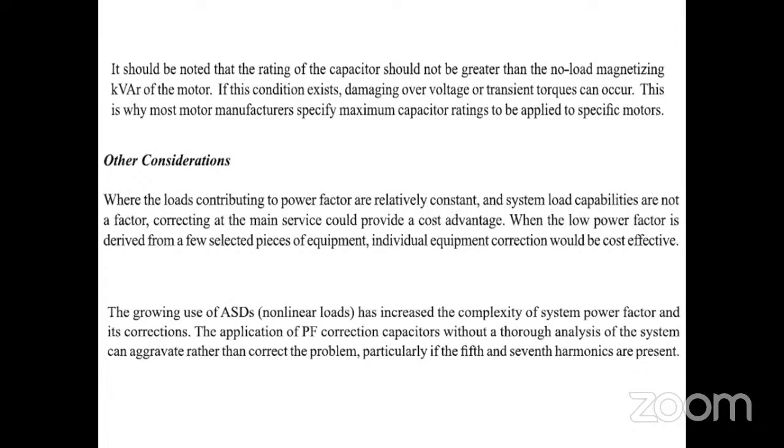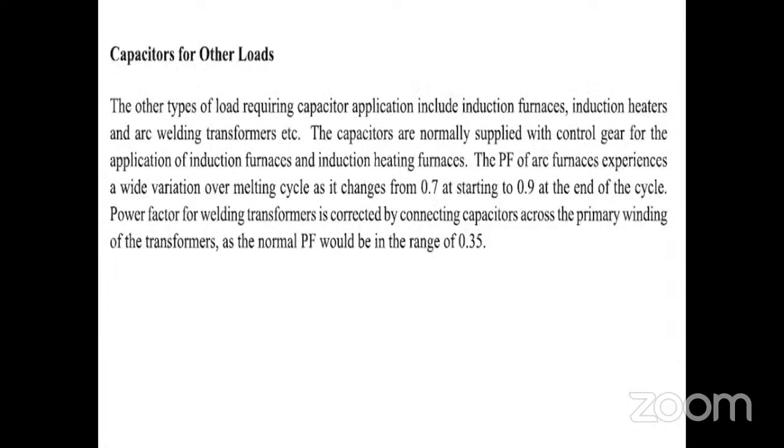Adjustable speed drives, non-linear loads, that is VFDs, have increased the complexity of the system power factor and its correction. The application of power factor correction capacitors without a thorough analysis of the system can aggravate rather than correct the problem, particularly if the fifth and seventh harmonics are present.